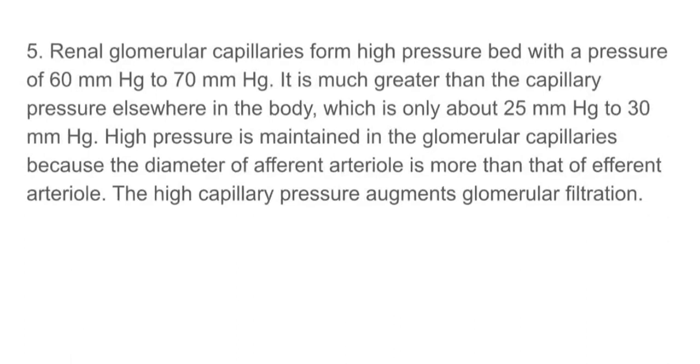Renal glomerular capillaries form a high pressure bed with a pressure of 60 mmHg to 70 mmHg. It is much greater than the capillary pressure elsewhere in the body, which is only about 25 mmHg to 30 mmHg. High pressure is maintained in the glomerular capillaries because the diameter of the afferent arteriole is more than that of the efferent arteriole. The high capillary pressure augments glomerular filtration.